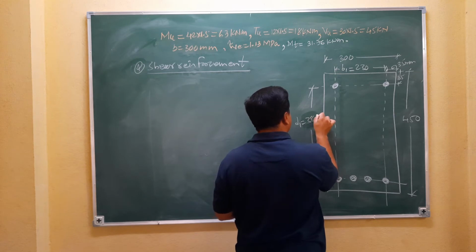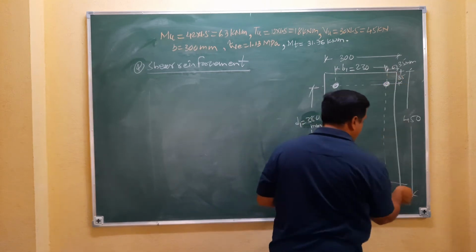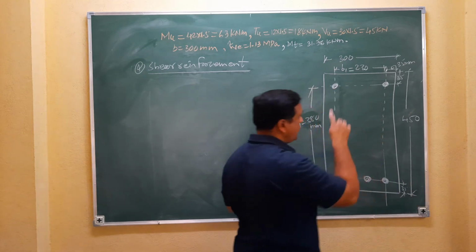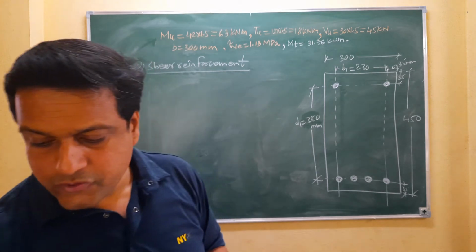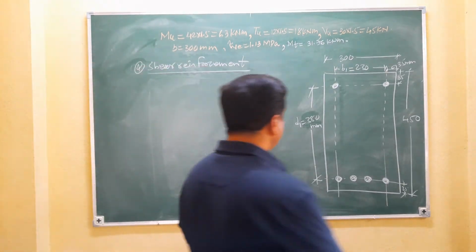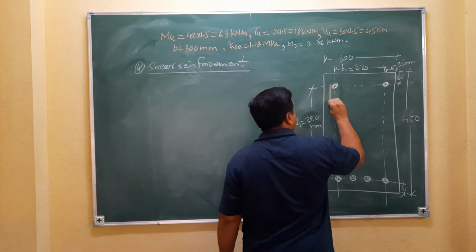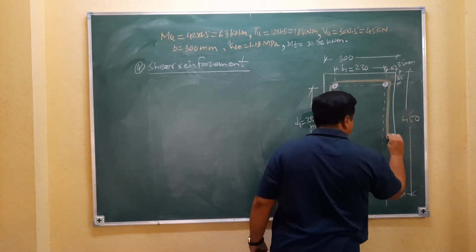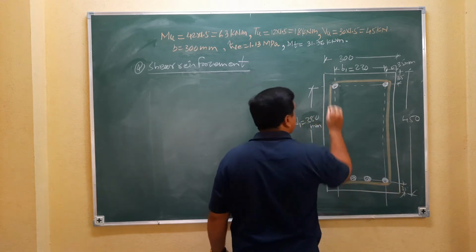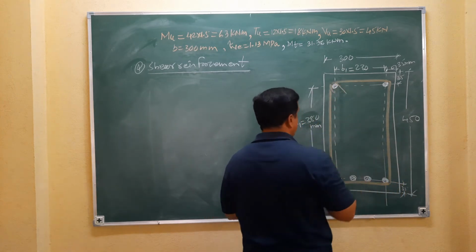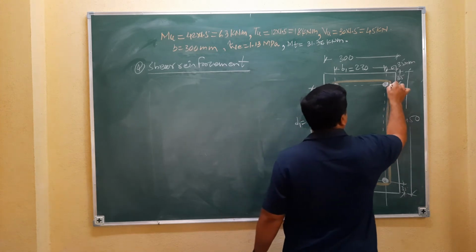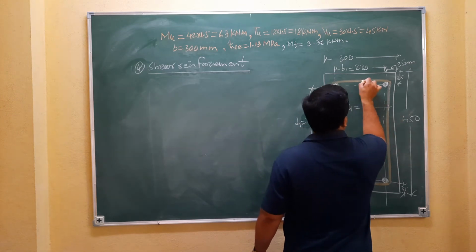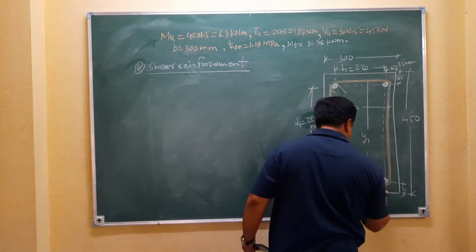D1 is equal to 380 mm. Total 450 minus 35 from this side, 35 from top. Now if you assume the 8 mm diameter 2-legged stirrups, okay, so this is the x1, and this is the y1.